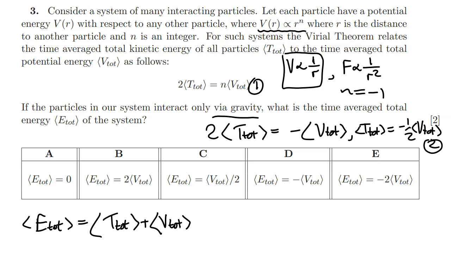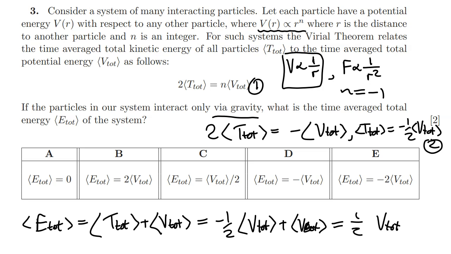Now if we sub equation 2 in down here, what do we get? Well, we know that T tot is -1/2 V tot, plus 1 lot of V tot, is 1/2 V tot. Therefore, the answer is C.